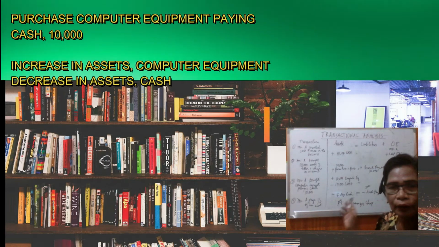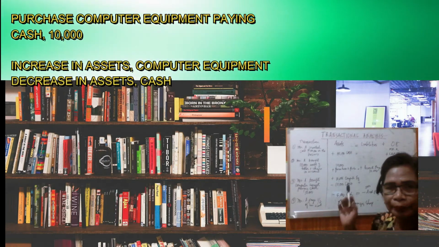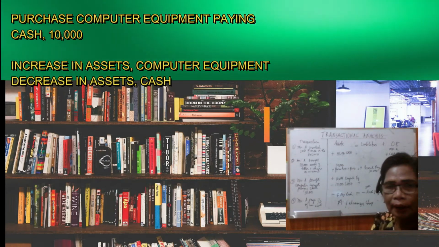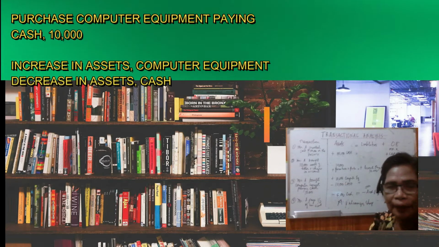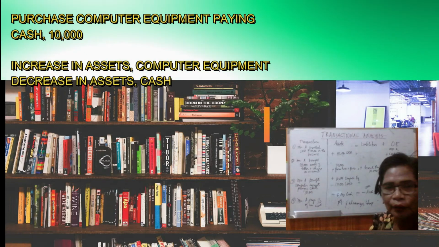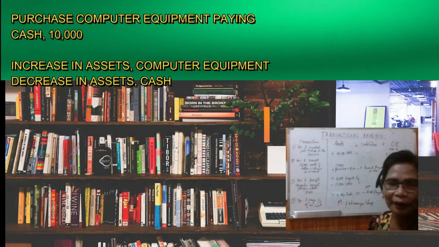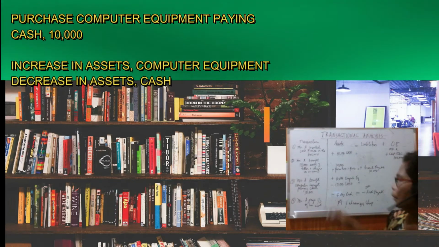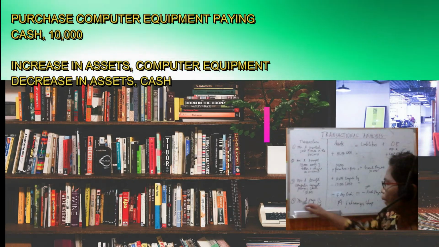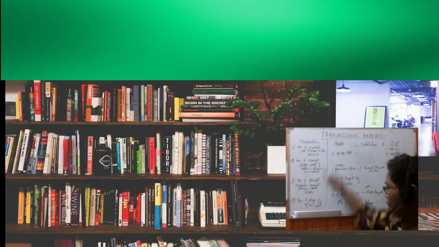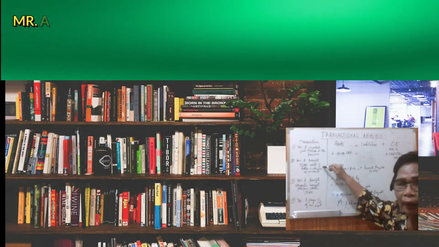Now, if you try to look at the board, I am trying to give you an idea that in transactional analysis, you try to practice putting all the account titles there so that you will be used to it. You will be familiar, no? Little by little. Okay, number 4. Mr. A pays one half of his account. So he has an account here in number 2.